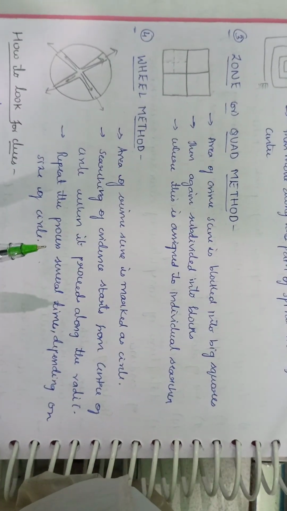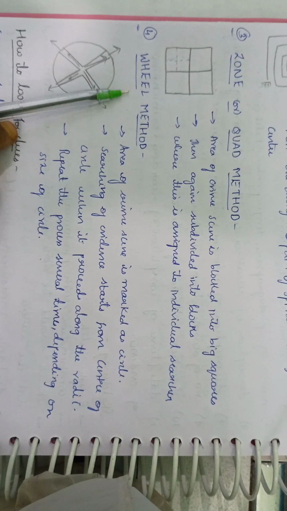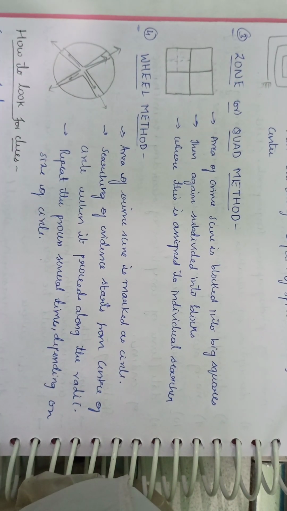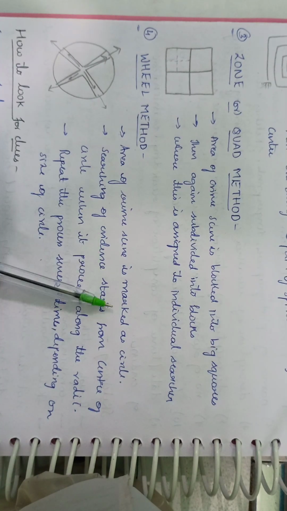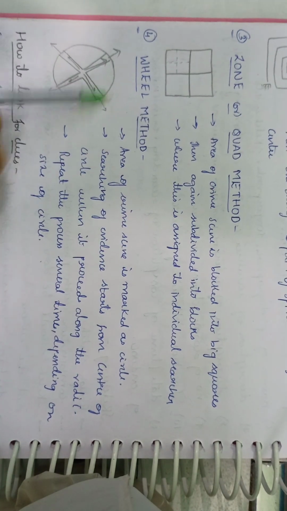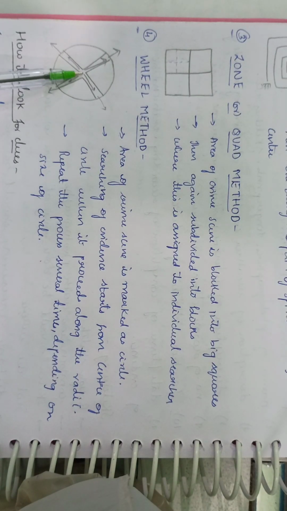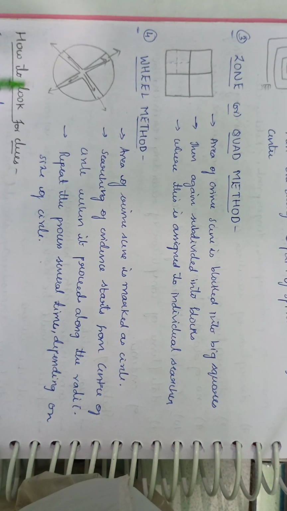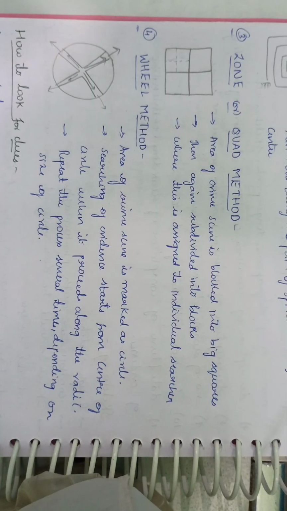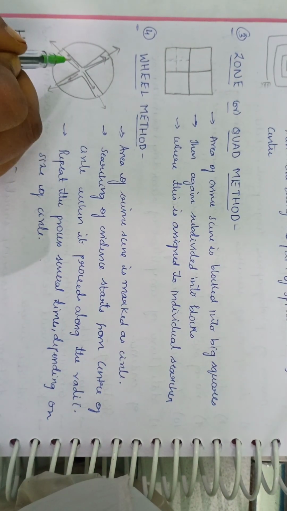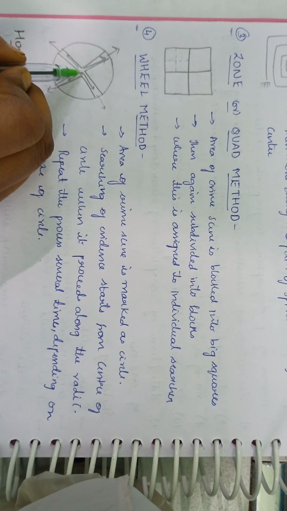Then the wheel method. You know what a wheel is, a circle kind of shape, right? Here the area of the crime scene is marked as a circle. Searching for evidence starts from the center of the circle and proceeds along the radii. Repeat the process several times depending on the size of the circle. So the investigator will start finding the evidence from the center point of the circle and proceed along the radii.